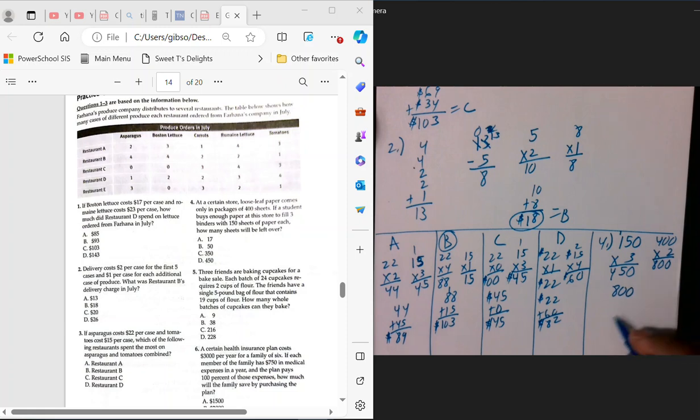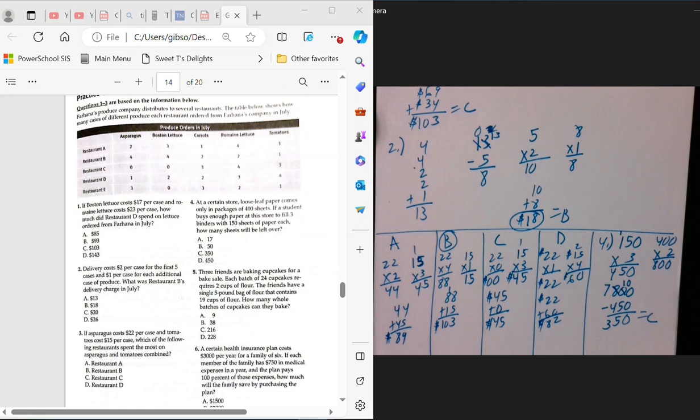So we would take the difference. 800 minus 450. 0 minus 0 is 0. You cannot take 5 from 0. So we have to borrow 1 from this 8 and make it 7. And the 0 becomes 10 because we added 10 to 0. 10 minus 5 is 5. And 7 minus 4 is 3. So 300 sheets of paper left over. So it should be C.